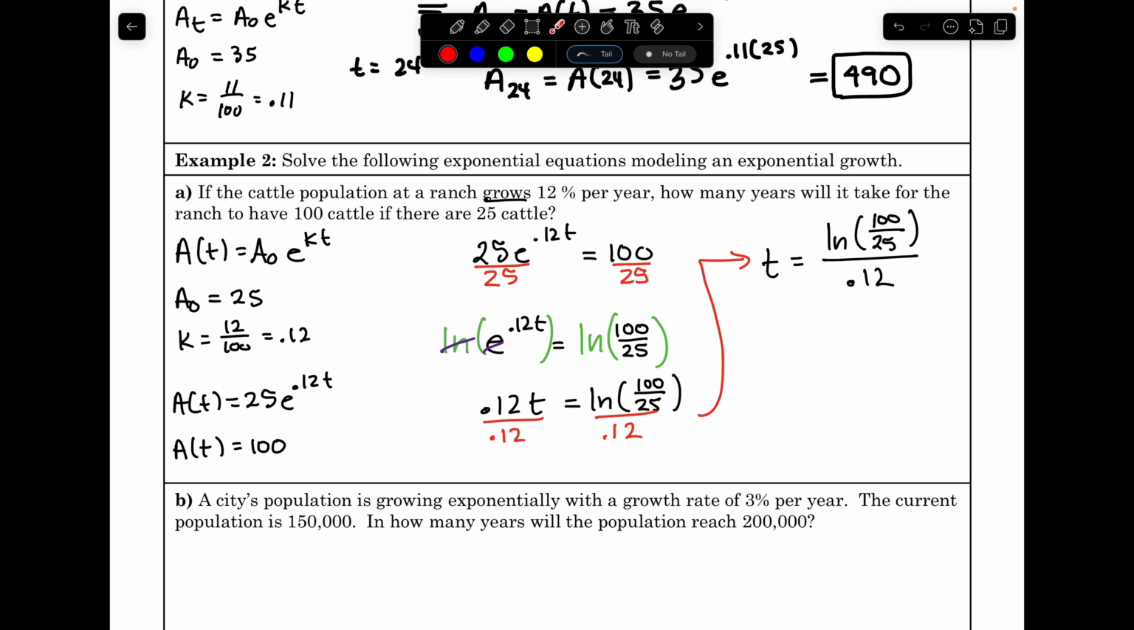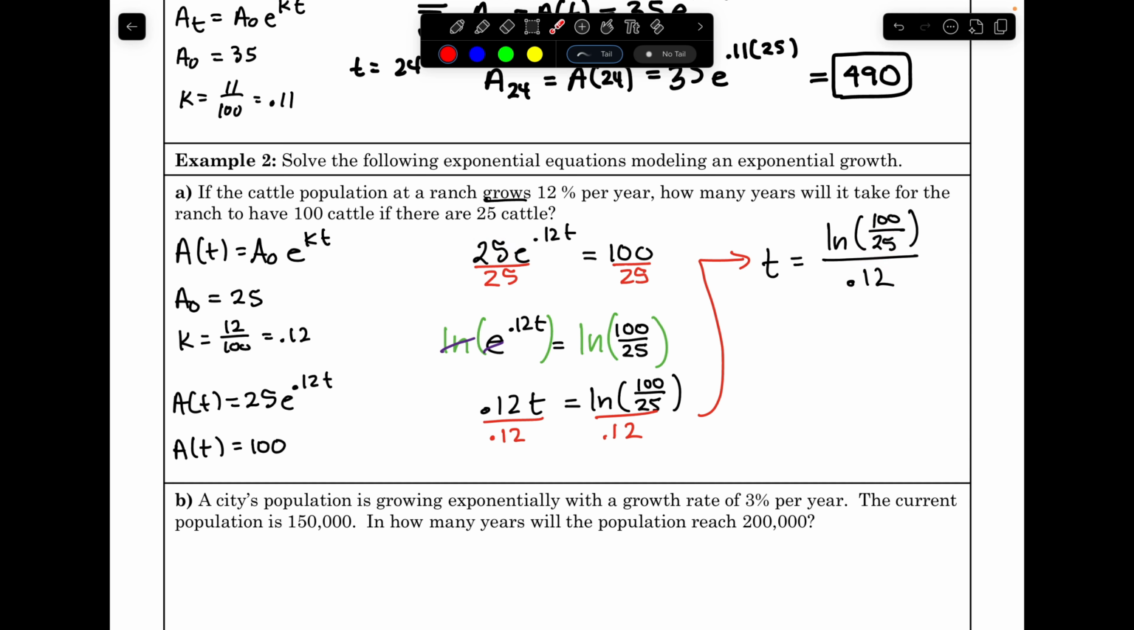And look at this answer right here and pay attention to the format of this answer, because we're going to follow the exact same 3 steps every single time when solving these types of exponential equations. And the answer is going to look very similar to this every single time, of course, with the numbers changing in every different example. But notice where the 100 comes from. 100 is the amount we want to reach. The 25 comes from the initial value, and this 0.12 comes from the value of k.